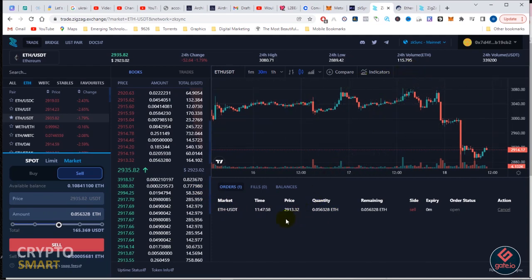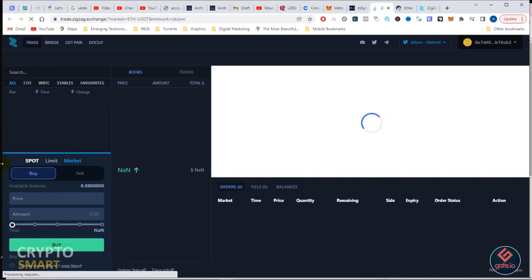So that's just the way of buying and selling within the ZigZag exchange. I just want to refresh this and see. Once the orders are filled, you won't be able to see them under orders anymore, but under filled orders. Does that make sense? Is that right?